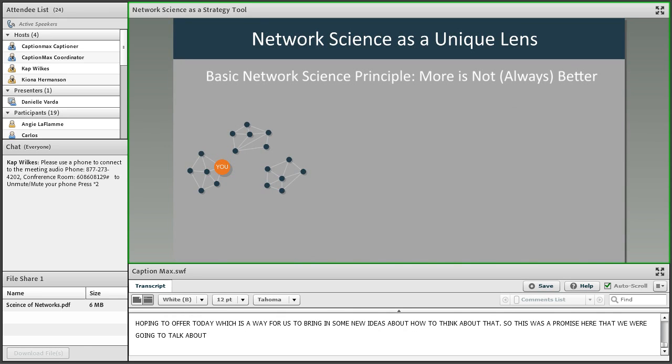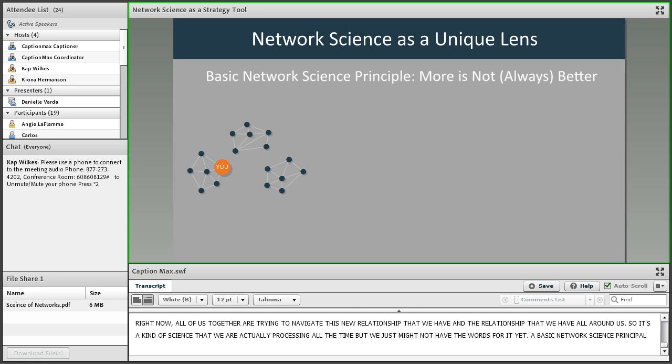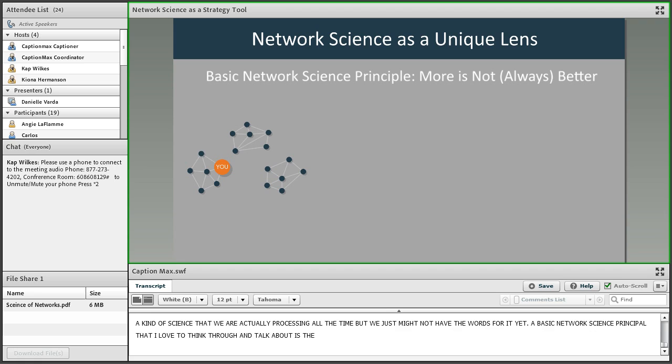So this was a promise here that we were going to talk about network science, and the big secret I'm going to unveil here is that network science is a very simple concept, actually. It's the science of how things are connected, and so it's super intuitive. It's something that we live and do every day. I'd go so far as to say we're doing it on this call right now. All of us together are trying to navigate this new relationship that we have and the relationships that we have all around us. And so it's the kind of science that we're actually processing all of the time, but we might just not have the words for it yet.